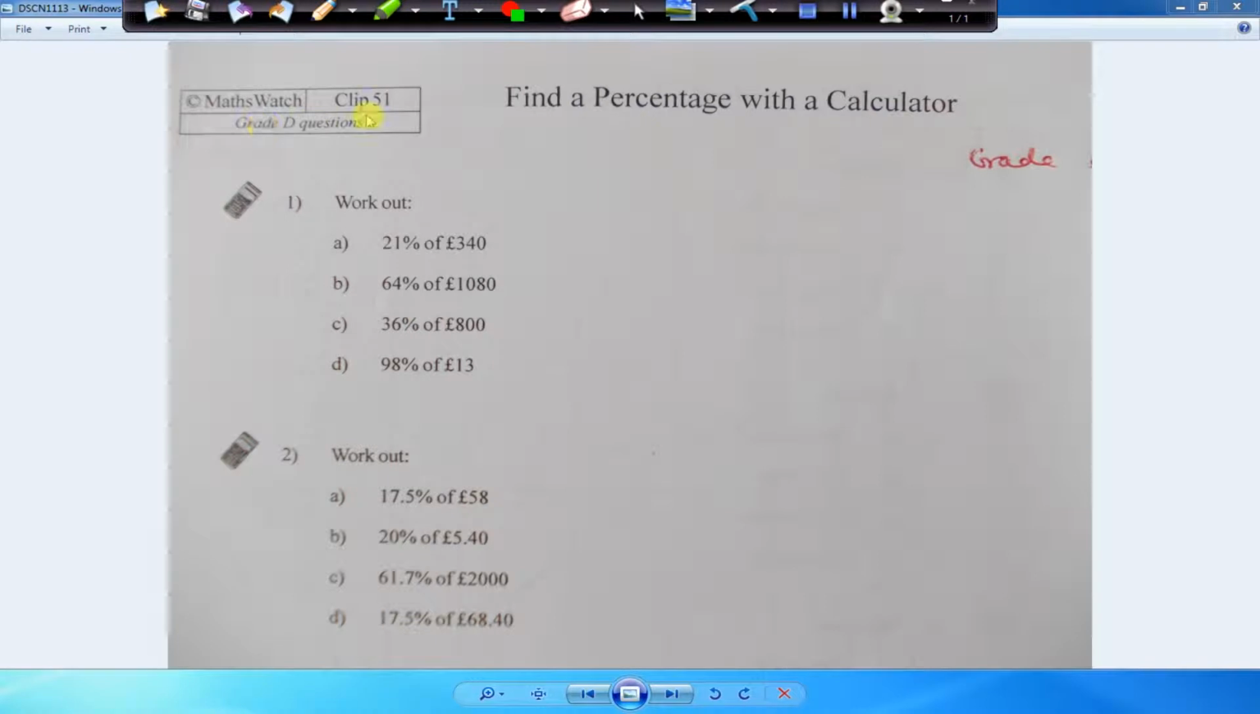Okay, folks, welcome back. We're looking at clip 51, grade D questions: working out percentages with a calculator. Should be a nice quick topic before we go on to the manual way of working out percentages. I just want to do this quickly today.